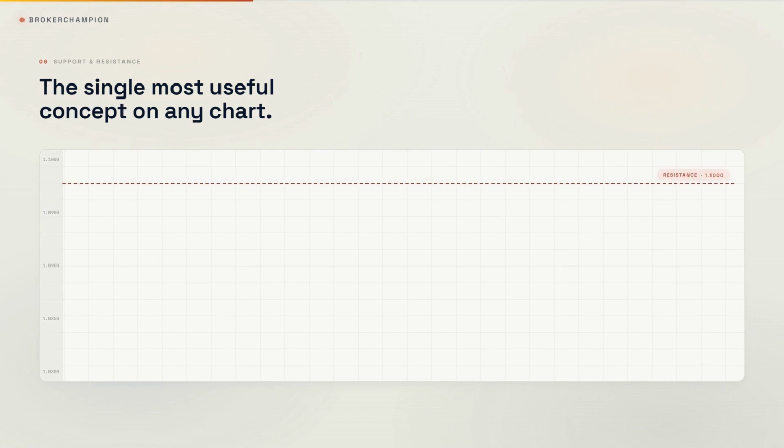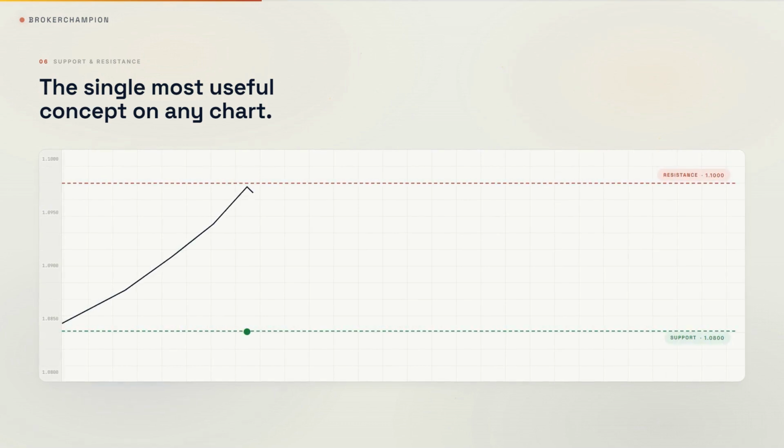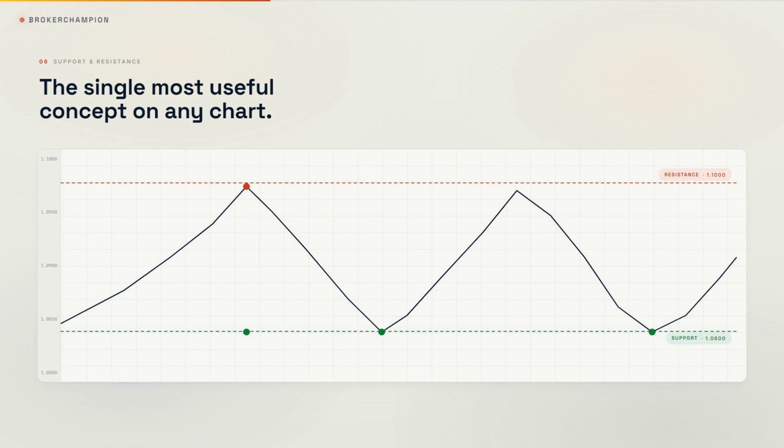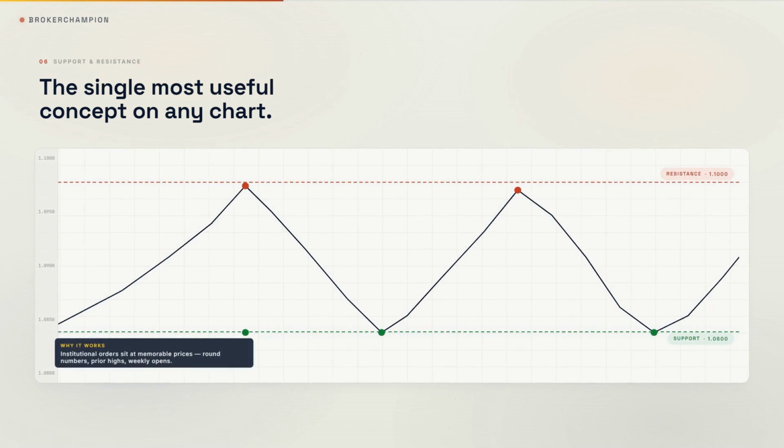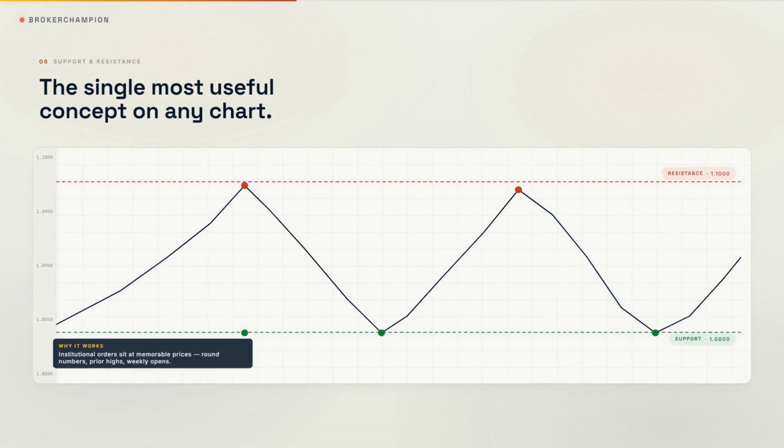Then comes the single most useful concept on any chart, support and resistance. Support is a horizontal price where the market has stopped falling and reversed up. Resistance is the mirror, where price stops climbing and rolls back down. The mechanism is straightforward. Big institutional orders sit at memorable price levels, round numbers like 1.0800 or 1.1000 on Euro-US dollar, prior session highs, weekly opens. When price hits those, real money executes and the tape reacts.